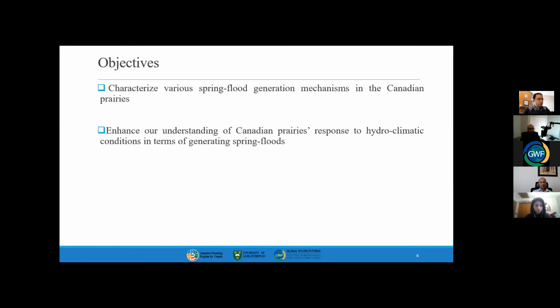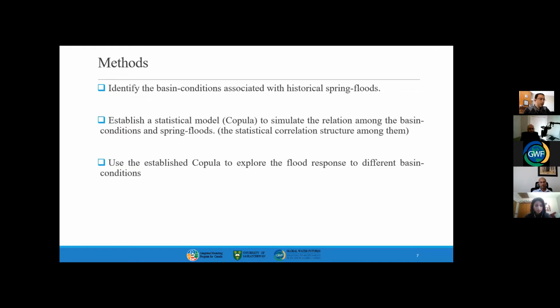This takes us to the objectives of our investigation, which was characterizing the various spring flood generation mechanisms in the Canadian prairies in a comprehensive way that considers the possible interactions between the various hydroclimatic conditions of the basin, and then use the characterization of the past historical floods to enhance our knowledge of how spring floods are generated in the Canadian prairies as well. And we followed three steps to achieve these objectives.